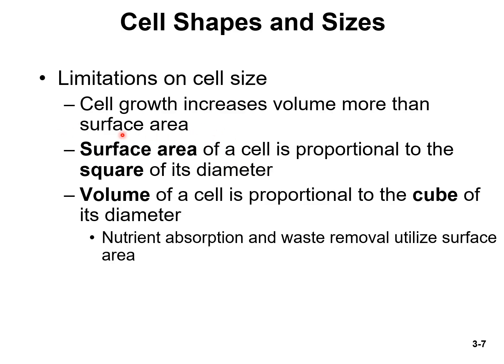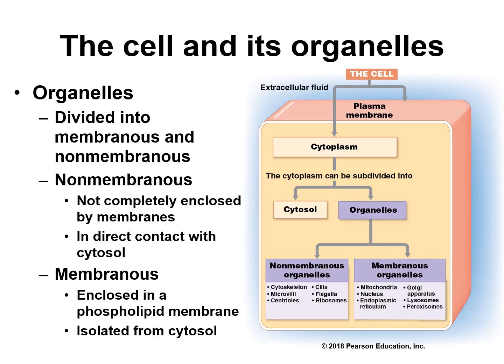So if you increase the size of the cell, unfortunately, the volume of the cell is proportional to the cube of its diameter, so the volume grows at an exponential rate when compared to its surface area. The problem is that as the volume of the cell increases, it's going to need more nutrients absorbed into it and more waste removed from the cell, and because the surface area doesn't increase the same as the volume, cells have to have a limited size.